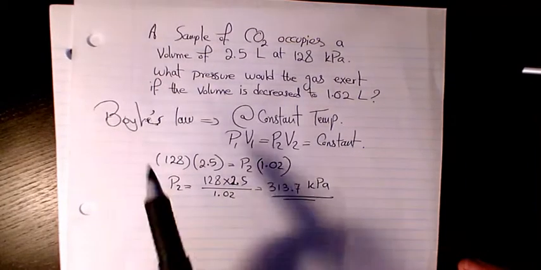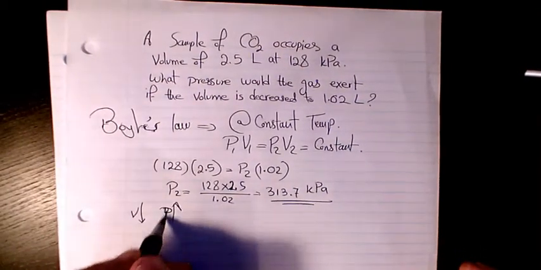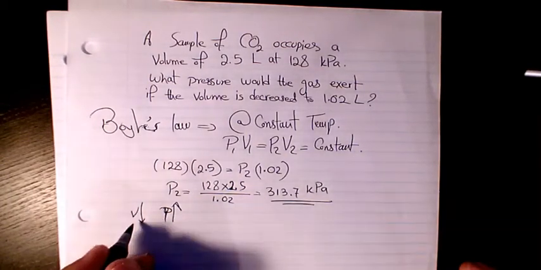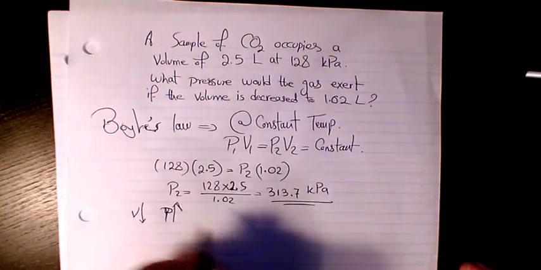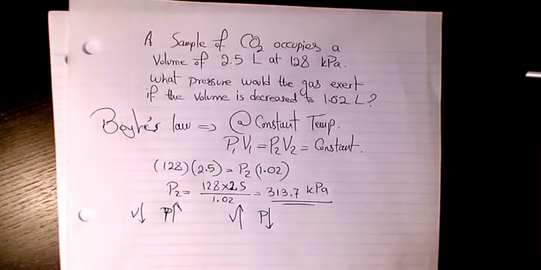As you see here, since volume decreased, pressure increased because the multiplication has to be equal to a constant number. So whenever volume decreased, pressure increased. Whenever volume increased, pressure reduced.